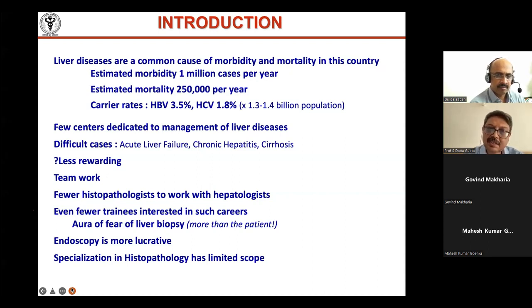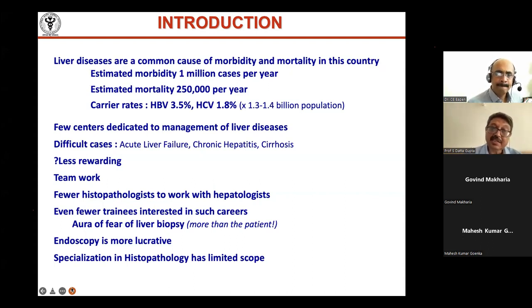And there are very few histopathologists. We are a dying tribe, actually, who work with hepatologists. And even trainees apparently are not interested because endoscopy is perhaps more lucrative. So luminal gastroenterology is better.